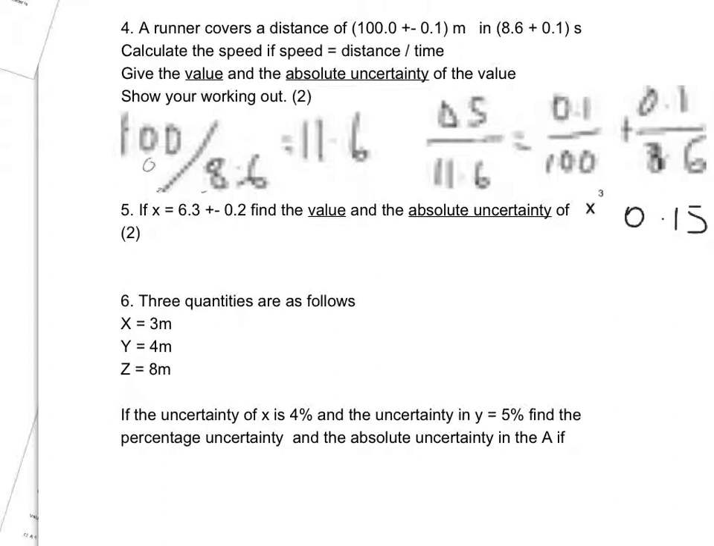Let's try the next question. We have 3 quantities, x, y, and z. And x has a percentage uncertainty of 4%. Y has an uncertainty of 5%. And z has a percentage uncertainty of 3%. I seem to remember that was what I said at the time.